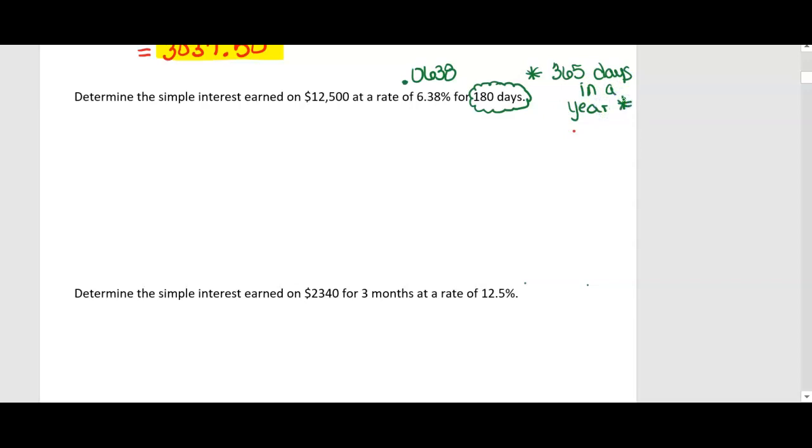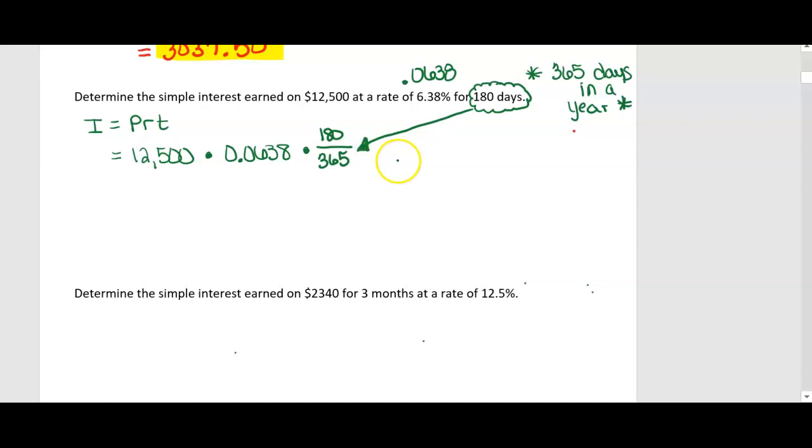So now let's use our formula. Interest is principal times rate times time. So my principal is 12,500 times my rate is my percentage, 0.0638, times my time is now going to become a fraction since it's not given to me in years. I'm going to have my 180 days divided by 365 days in a year. So when you are not given your time in years, you will create a little fraction or a little division problem right here in your computations.